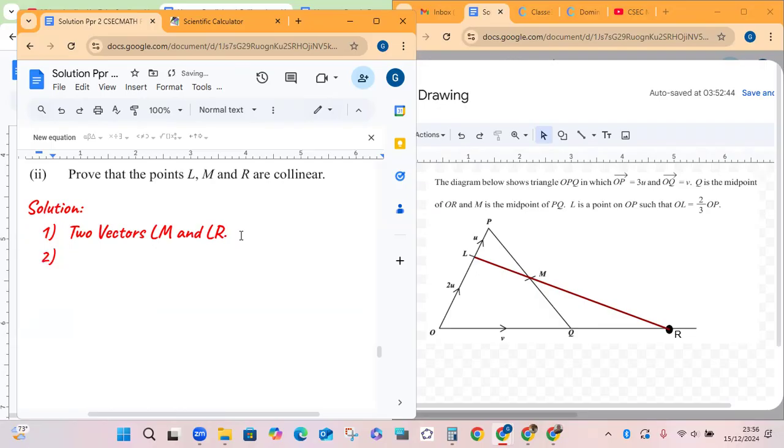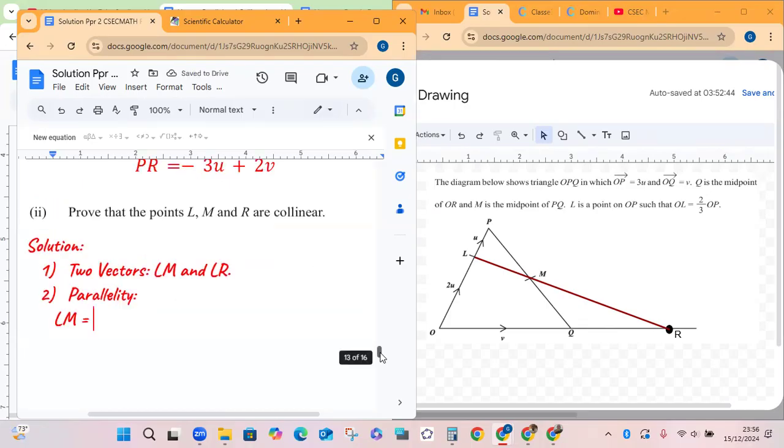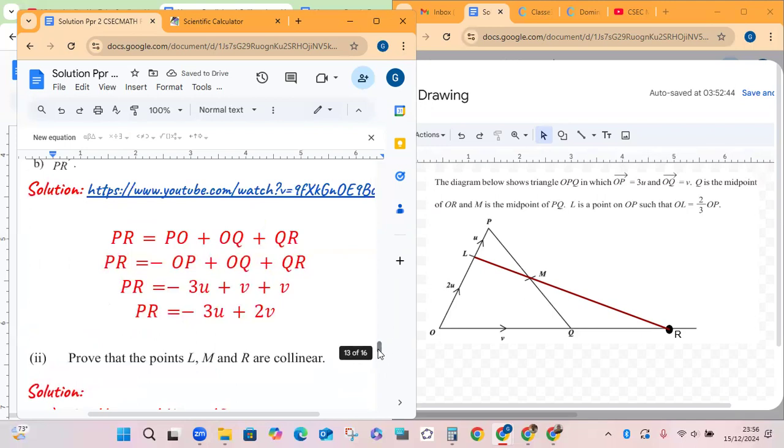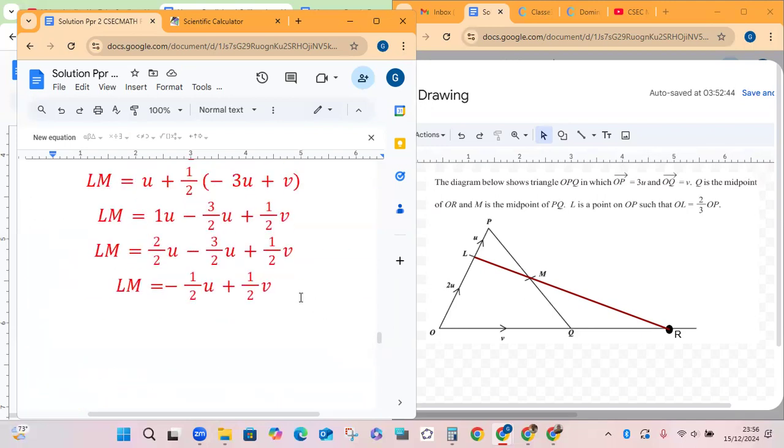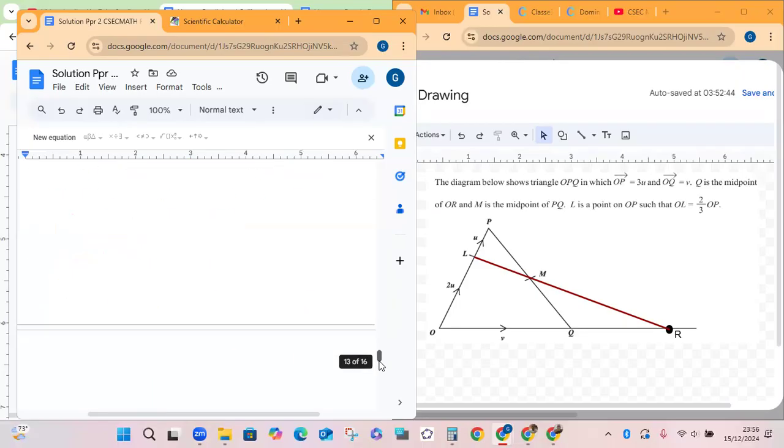What we need to do now is to show that they are parallel. Parallelity, you want to put it that way. So that's the two vectors, and we have to show that they are parallel. First, let us find vector LM. We have already found LM. LM is minus a half U plus a half V.